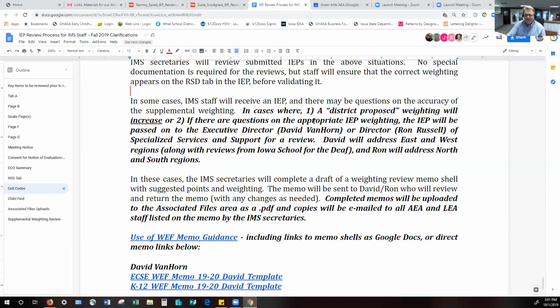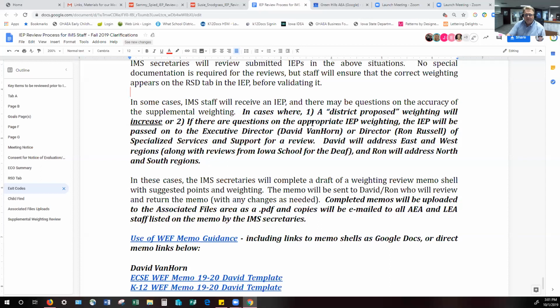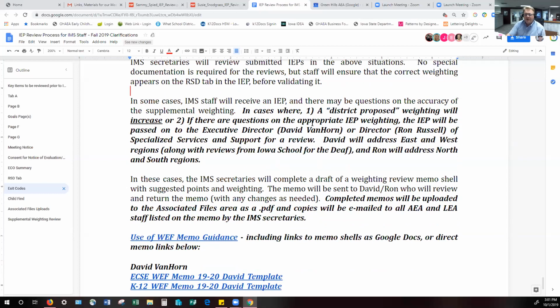Number one, if a district's proposed weighting will increase, which is as simple as if it was level 1 last year and the proposal is level 2, or if it was level 2 last year and the proposal is level 3, do send that one on to David or I. We'll talk about how that looks in a second. So if it has increased, or number two, if there are questions on the appropriate weighting, pass it on.